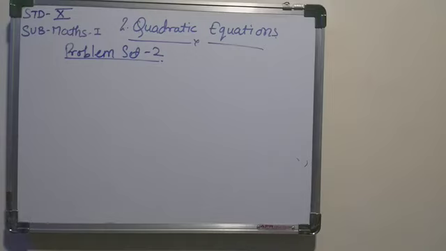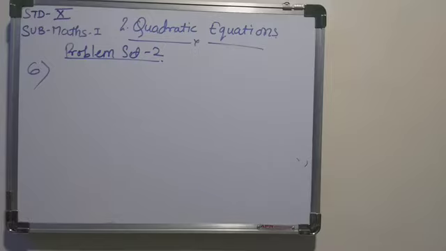Now question number 6. Determine the nature of the root for each of the following quadratic equations. So you know how to determine the nature of the root. If the value of the discriminant is less than 0, if it is negative, then the roots are not real. If it is greater than 0, then it is real and unequal. And if it is equal to 0, then the roots are real and equal.